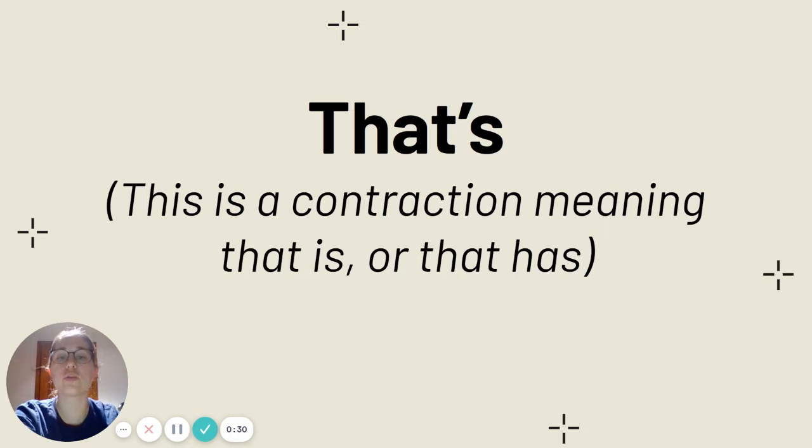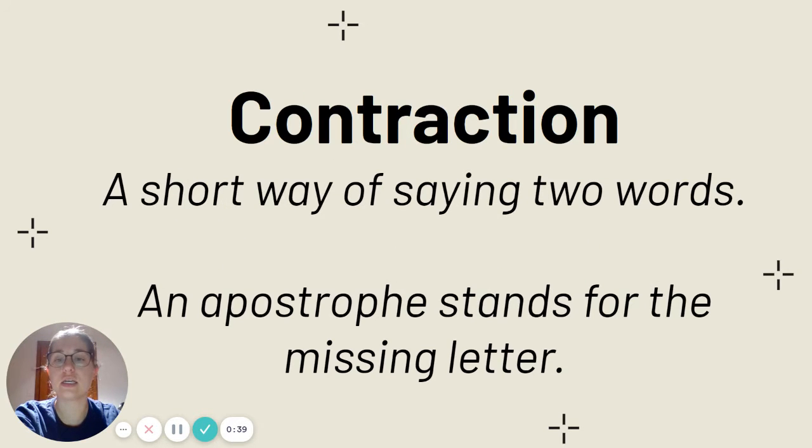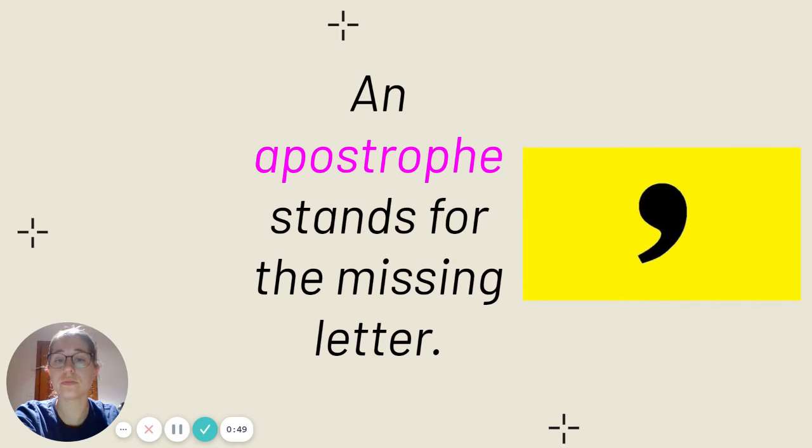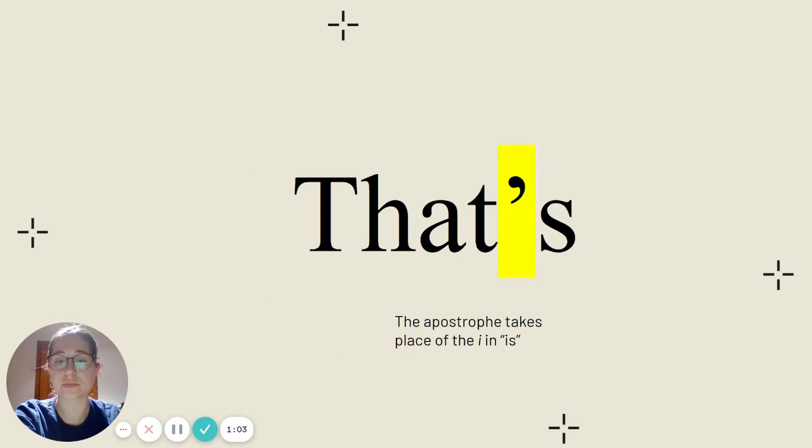We're going to start by looking at the word that's, T-H-A-T apostrophe S. This is a contraction meaning that is or that has. A contraction is just a short way of saying two words. An apostrophe stands for the missing letter. So if we look to our right, that apostrophe in the yellow box is what stands in for the missing letter or letters when we combine our two words for a contraction.